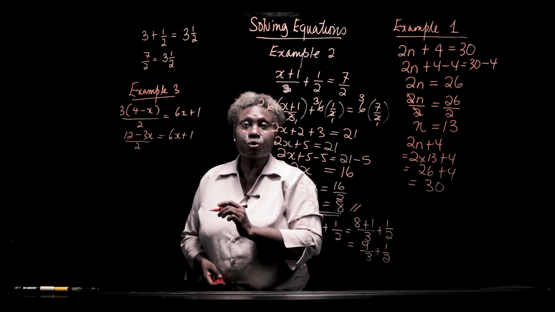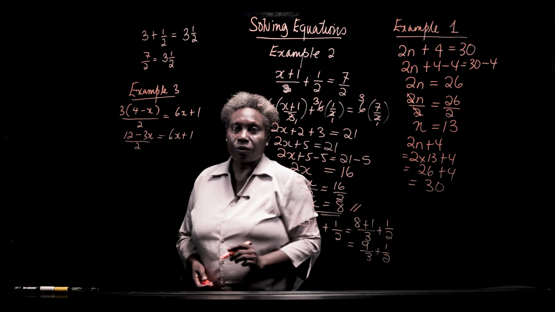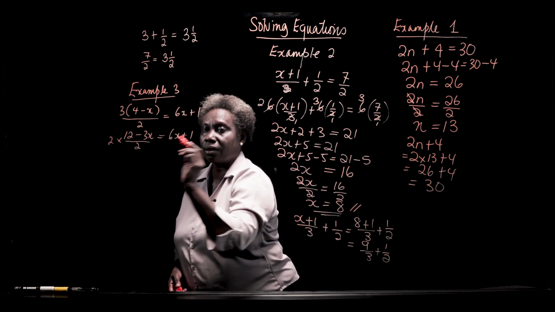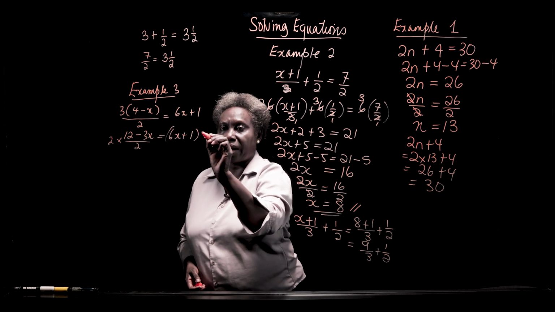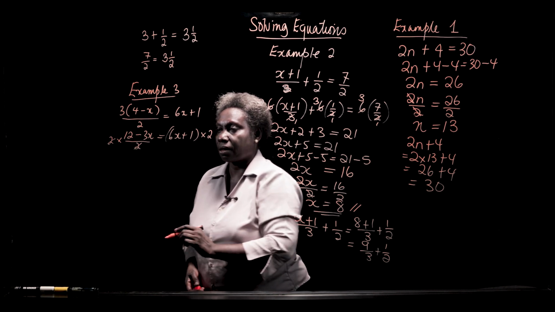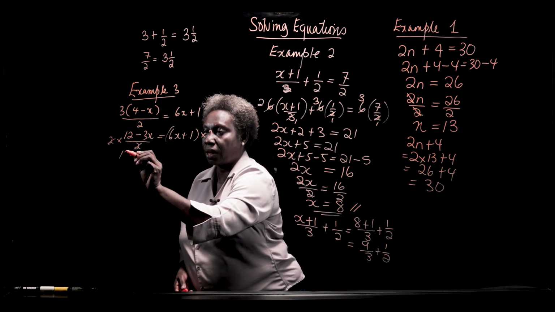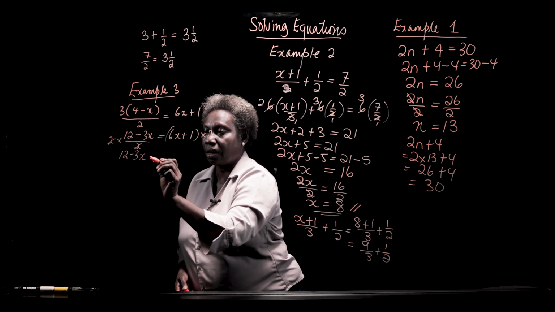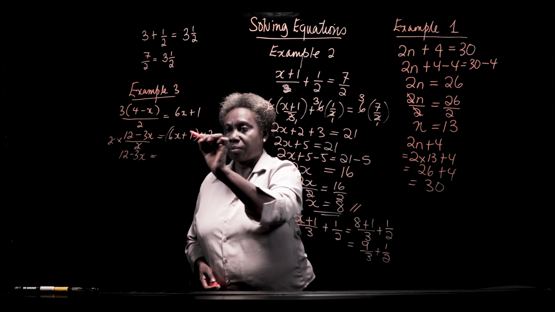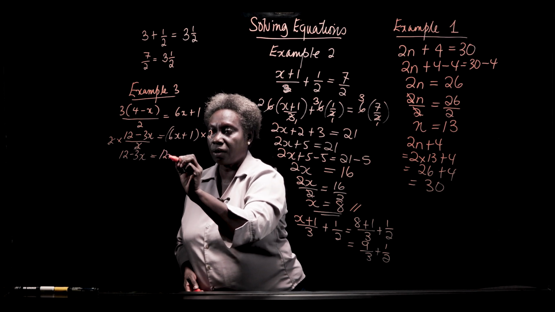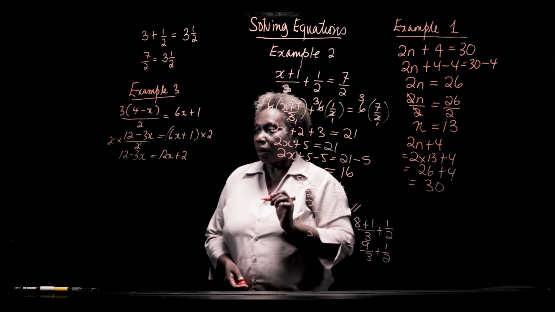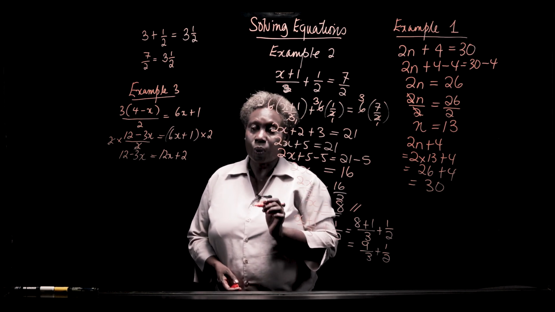We get rid of 2. Okay, how do we get rid of 2? We multiply both sides of the equation by 2. So we have times 2 here, and we multiply this whole expression by 2. 2 into 2 cancels out, that's equal to 1. So we are left with 12 minus 3x on the left-hand side. And on the right-hand side, we have 2 times 6x, which is 12x, plus 2 times 1, which is 2. So now we have 12 minus 3x is equal to 12x plus 2.